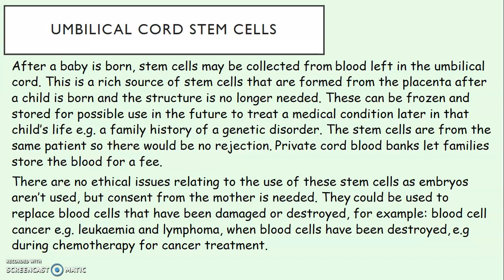Especially be useful if there was a family with a history of a genetic disorder. They could get the umbilical cord stem cells, and then if the child develops a disorder, they could go and use the stem cells. The stem cells are from the same patient, so there would be no rejection, so that's a massive positive. There are quite a few private cord banks which will let families store the blood for a fee. So again, that's possibly not great because people could be subject to extortion over the storage.